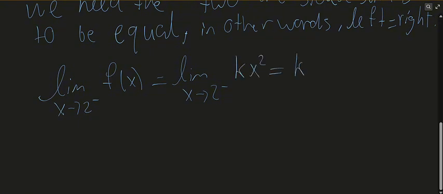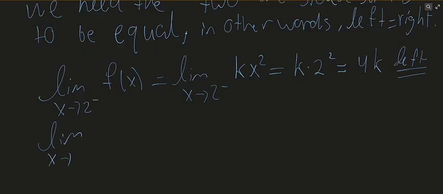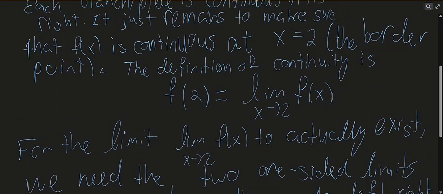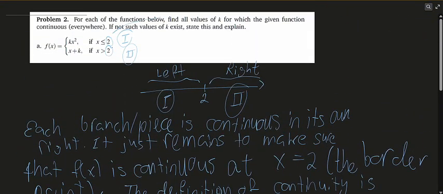So that's going to be k times 2 squared, and that's going to be 4k. Okay, that is indeed the left. Now let's take a look at the right. Limit as x approaches 2 plus of f of x. What does that mean? It means x is something like 2.01, a bit greater than 2, but slightly close to it. So that's going to be the right limit.